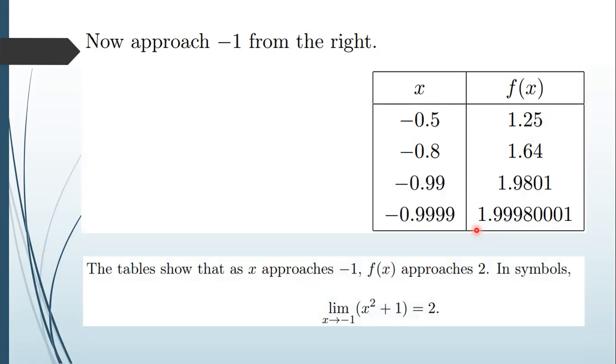And the tables show that as x approaches -1, f of x approaches 2. As you can see, the value 1.999800001 is very close to 2. So in symbols, the limit of the quantity x squared plus 1 as x approaches -1 is equal to 2. There you go.